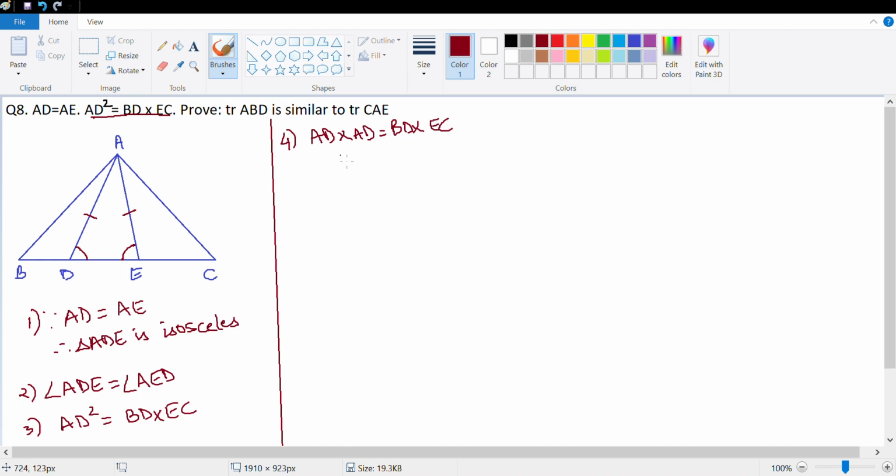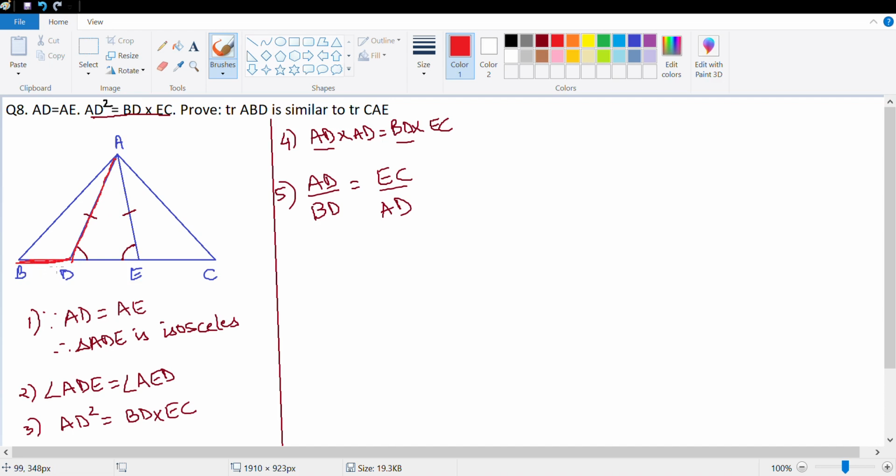We've been doing it in the fraction form. The corresponding sides are in proportion. So let's take AD and BD together. So AD and BD together, which means AD upon BD is equal to EC upon AD. Done. So I have just rearranged it in this order. AD, let's see which sides we are talking about. We're talking about AD upon BD.